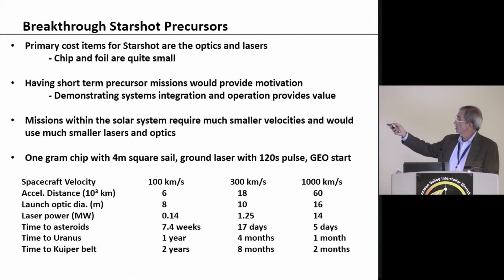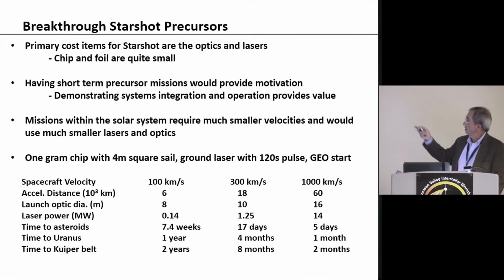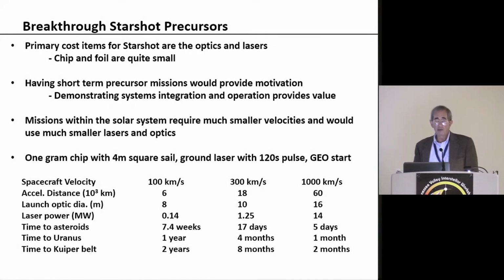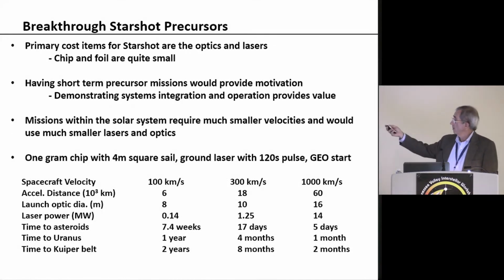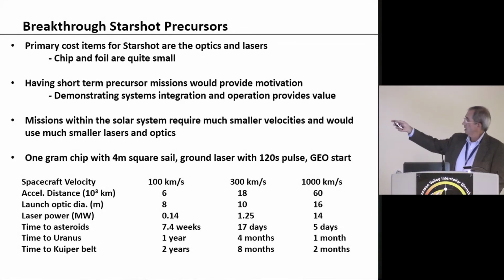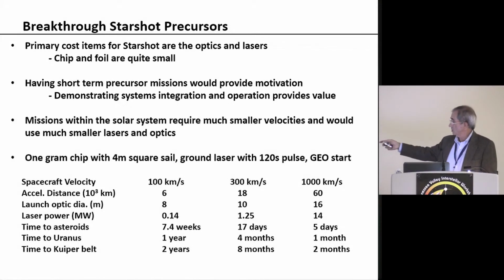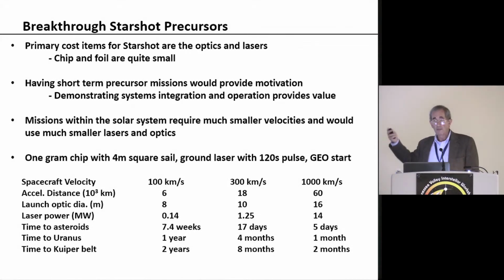So I just took a case here of a 1 gram payload, the old 4 meter square sail, ground laser, I said about 2 minutes. I'd launch the things from up in GEO, and I'm not going to walk you through this chart, it's just to look at later. But you want velocities on the order of 100 meters per second, 100 kilometers per second to 1,000 kilometers per second. And then you can get out to the Oort cloud in times starting maybe at 2 years, getting it down to 2 months. There's a lot of exciting things that you can do with this and motivate and learn about how to do this sort of technology.